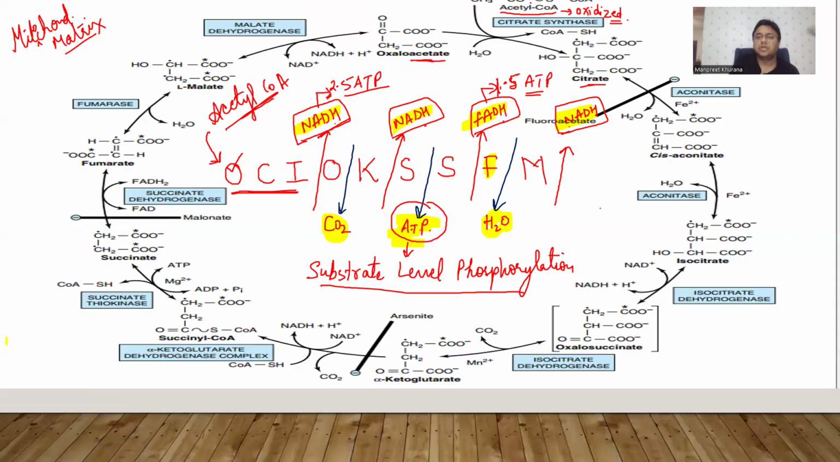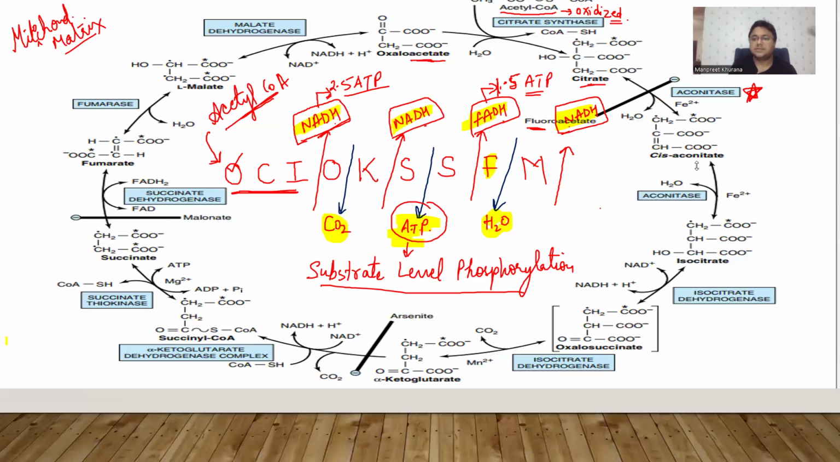Citrate is formed. So the name of the enzyme is citrate synthase. Synthase means synthesis. Then citrate is converted into cis-aconitate, right? Now, this reaction is important because it is inhibited by fluoroacetate. So if you see here, I have marked it with a negative sign. So fluoroacetate inhibits this reaction where citrate is converted into cis-aconitate, and the enzyme is aconitase. So you have to learn this enzyme.